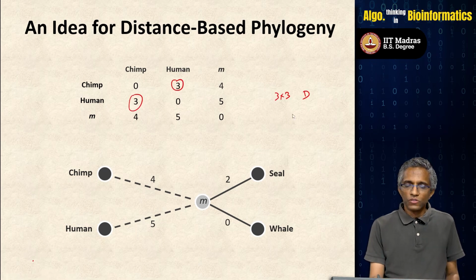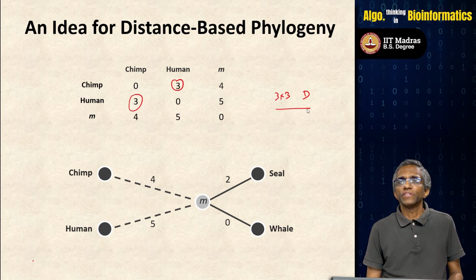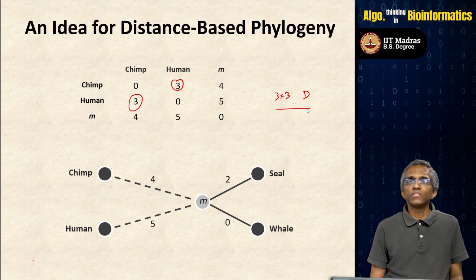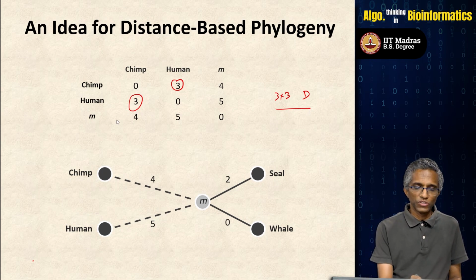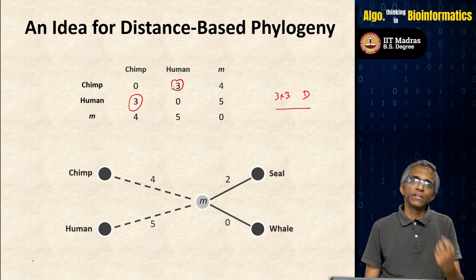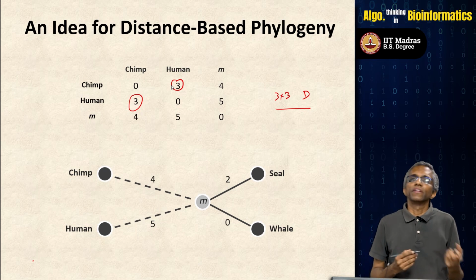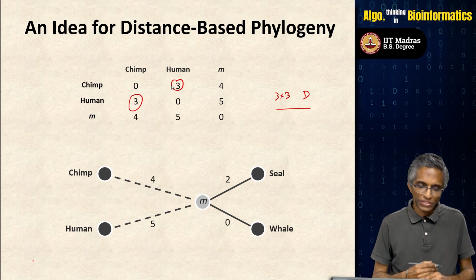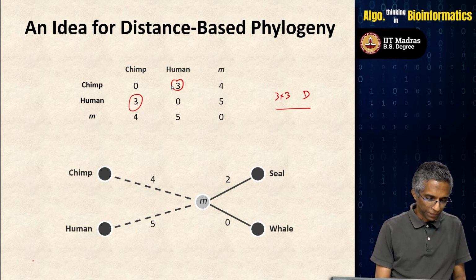So, now you have a 3 cross 3 distance matrix, and then you choose the smallest entry in the distance matrix, which is chimp and human, and you make them the cherry. You pick that cherry and then you basically have another node A, which is the common neighbor or common parent of that set of 2 species, or set of 2 nodes.